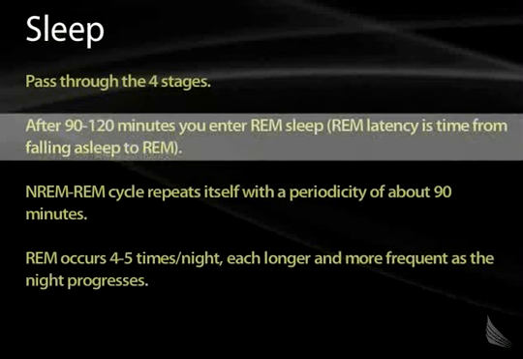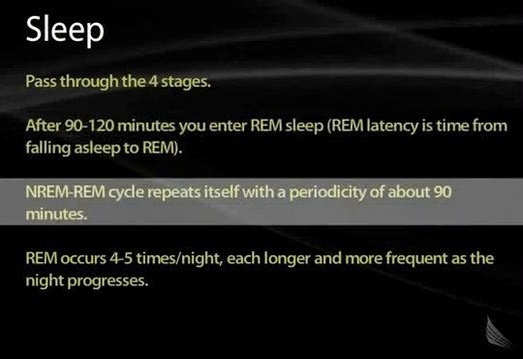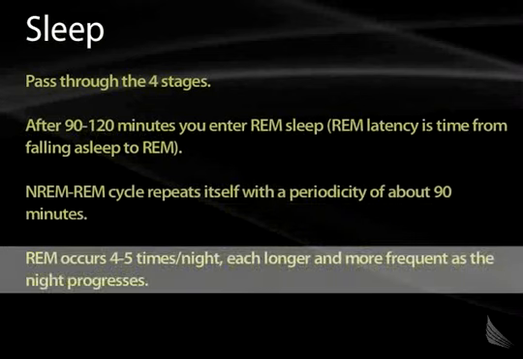Now, your REM latency is the time from when you fall asleep to when you enter into your first REM period. Generally, it takes about 90 minutes, and can take up to 120 minutes. And these non-REM REM cycles repeat themselves every 90 minutes or so, and you have about 4 or 5 REM cycles per night, and they become longer and more frequent as the night progresses.